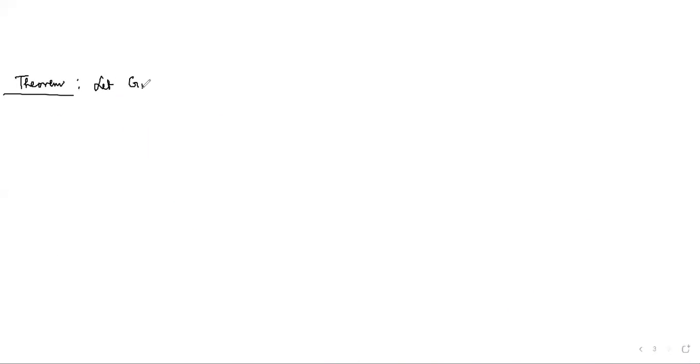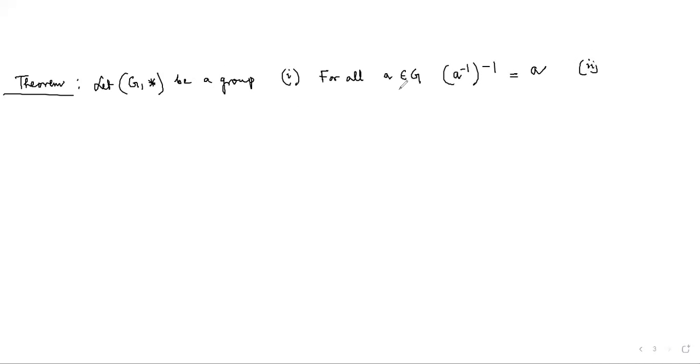Let G star be a group. Number one, for all A belonging to G, A inverse of inverse is equal to A. Okay. And number two is, for all A, B belonging to G, (A star B) inverse is equal to B inverse star A inverse.